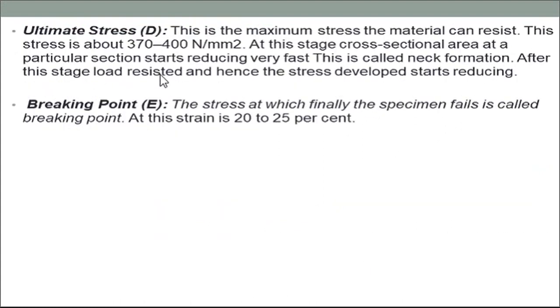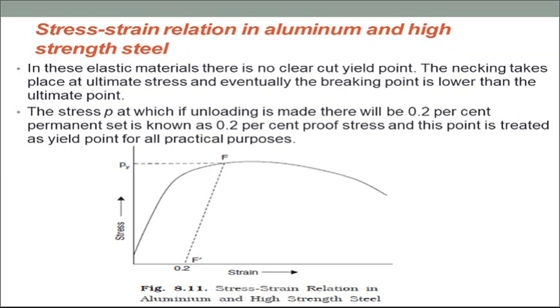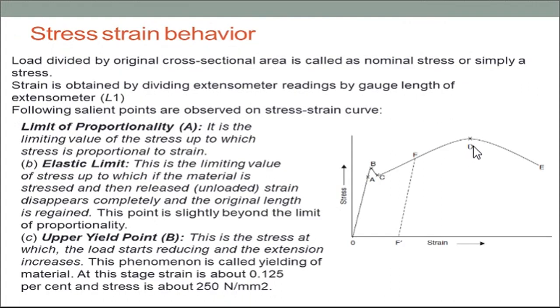Ultimate stress for mild steel is normally 370 to 400 MPa, and at this stage the cross sectional area of the section starts reducing very fast. This is important: at that particular point the cross sectional area starts reducing. That phenomenon is called neck formation, and after this stage the load resisted, and hence the stress developed, starts reducing. So this is the maximum stress developed. After that the stress is decreasing.